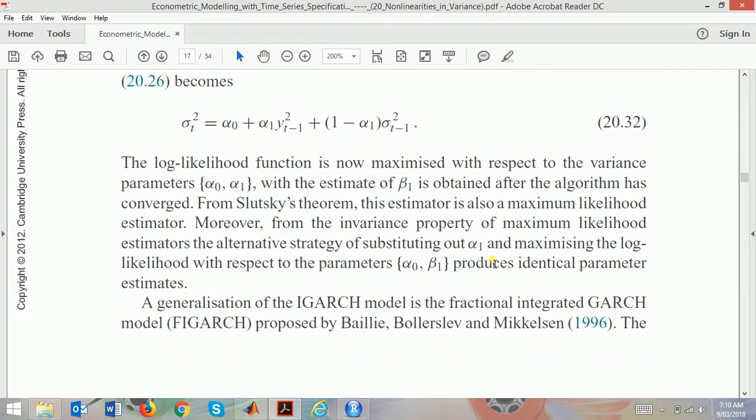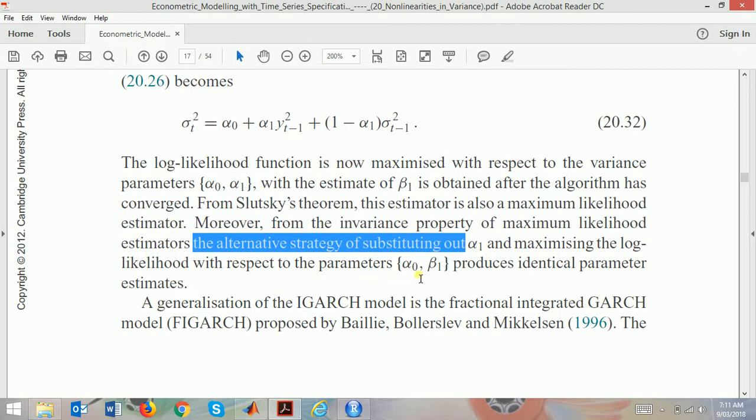And now the log likelihood function is maximized with respect to the variance parameters alpha naught and alpha 1, with the estimate of beta 1 obtained after the algorithm has converged. From Slutsky's theorem, this estimator is also a maximum likelihood estimator. Moreover, from the invariance property of maximum likelihood estimators, the alternative strategy of substituting out alpha 1 and maximizing the log likelihood with respect to the other parameter works as well.